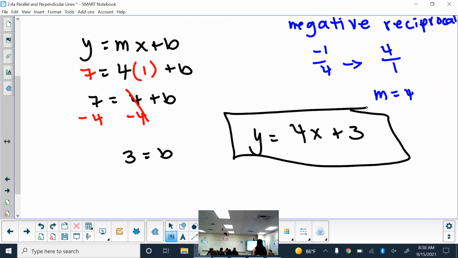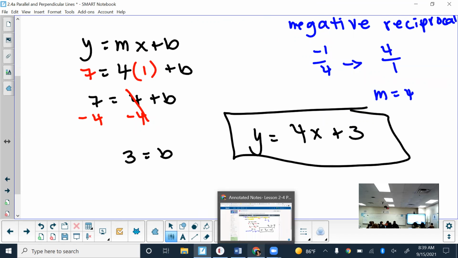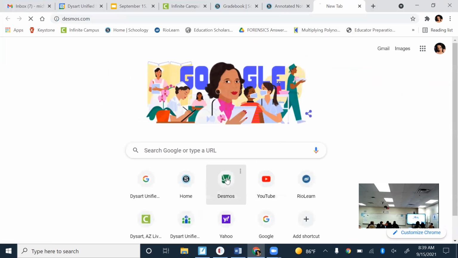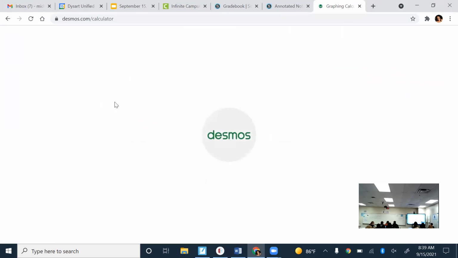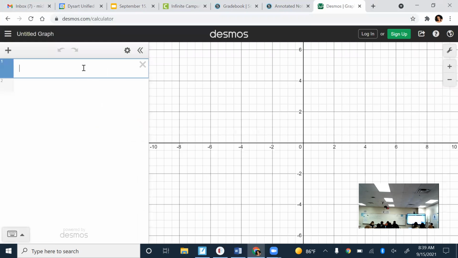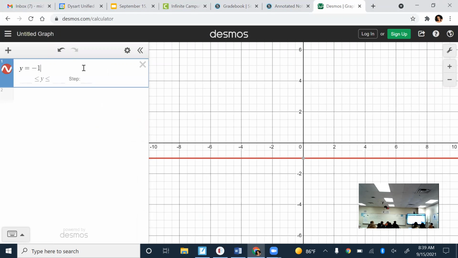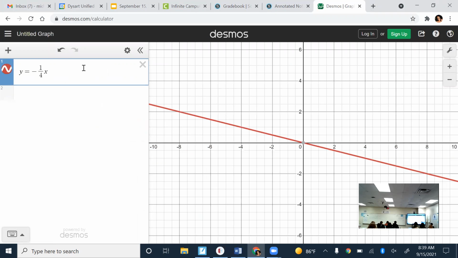Questions about that? All right, how can I check my answer? Other than just redoing it. Well, how can I check it? Graph it in Desmos. All right, if you do that, and I'll show you real quick. Put in both of your equations. So we had y equals -1/4 and what else?